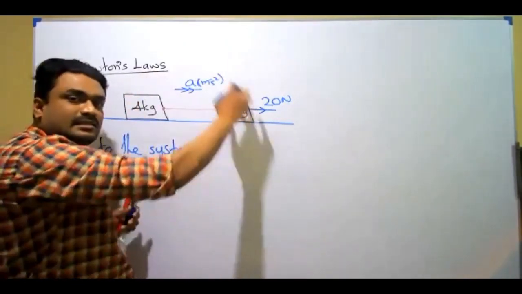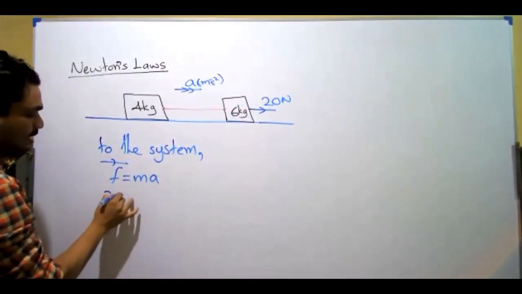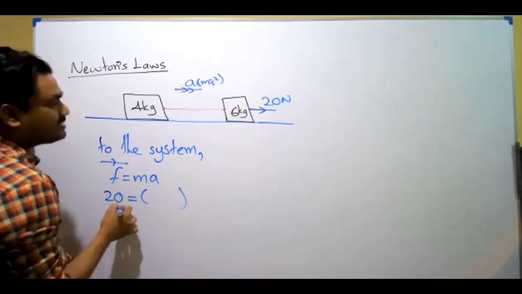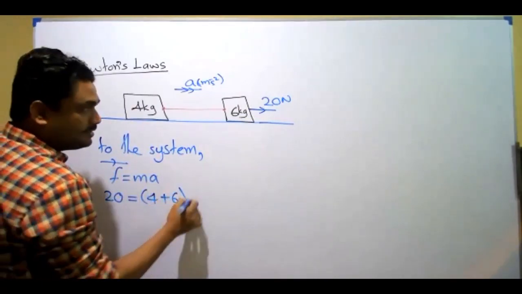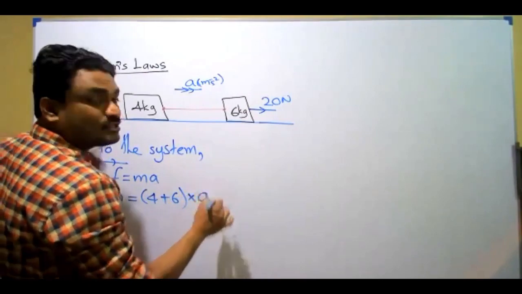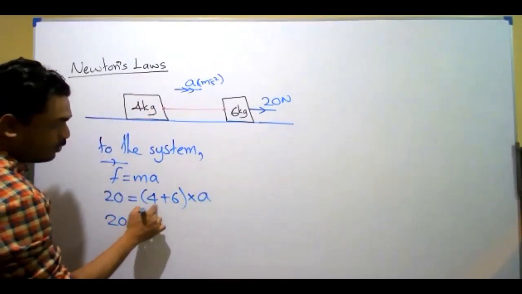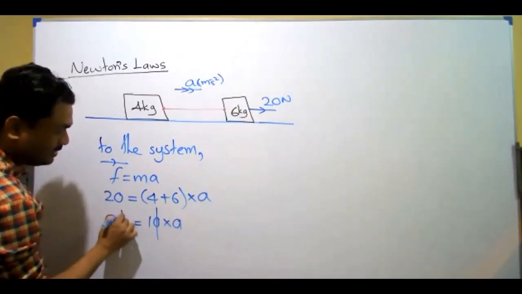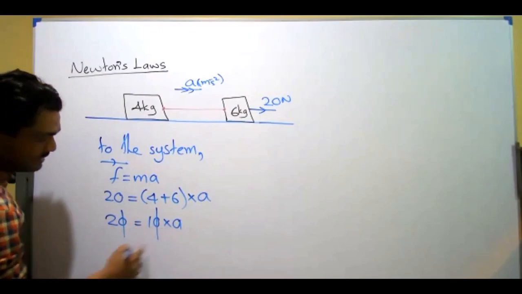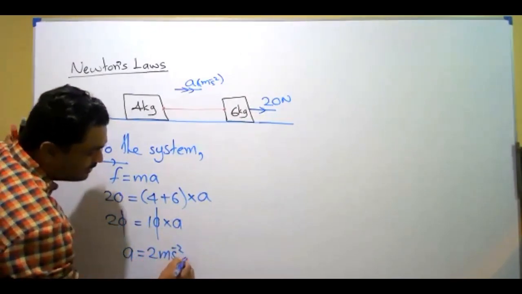Once the entire system is considered, the force acting on the entire system is 20 Newton. The total mass of the system is 4 kilogram plus 6 kilogram. The acceleration is what we want to find. So 20 equals 4 plus 6, which is 10, into A. If you cancel out this 0 and this 0, you get 2 equals A. It means A equals 2 meter per square seconds.